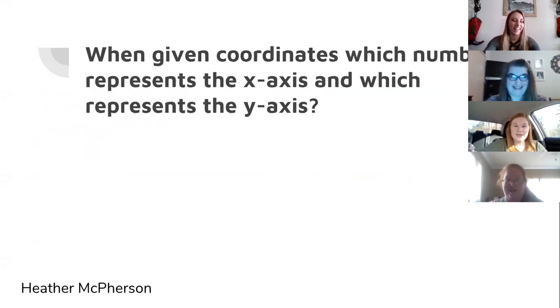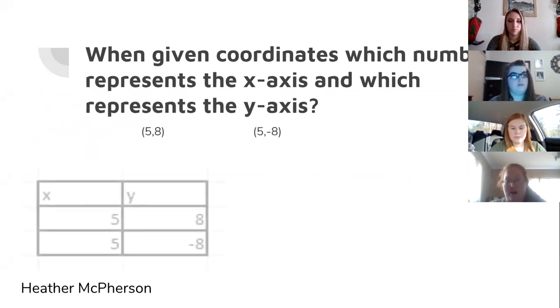Hey Heather, when given coordinates, which number represents the x-axis and which represents the y-axis? So here we're given 2 points, 5, 8, and 5, negative 8. So how do you know which number represents the x and which the y? Well, we know that the x value is always written first. So by looking at the coordinates, we know that both x values are 5, which leaves the 8 and negative 8 to be your y values.